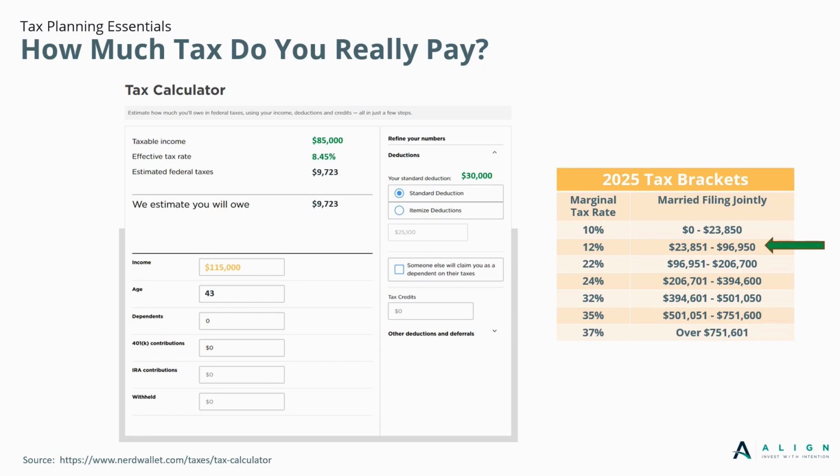I count myself among those who dislike paying taxes, but I've also seen folks spend a lot of time fiddling with tax strategies without truly understanding how much tax they're actually paying.